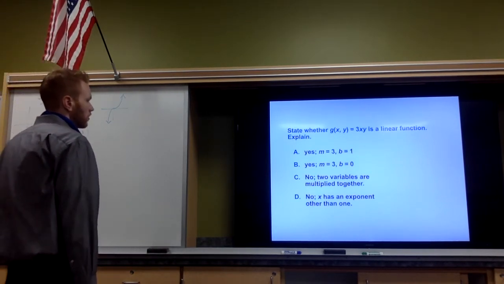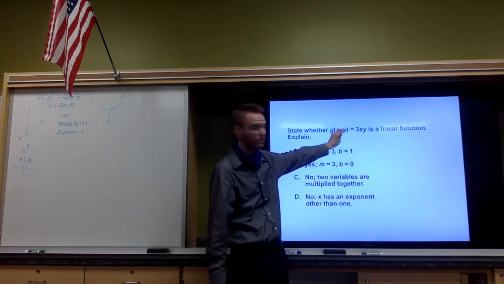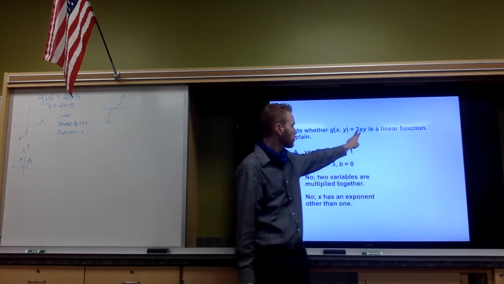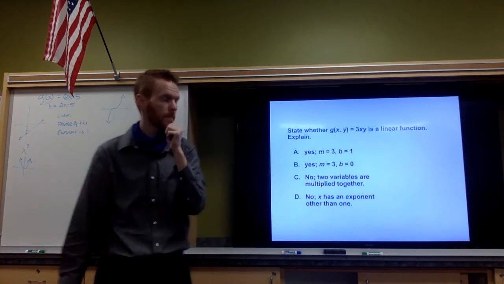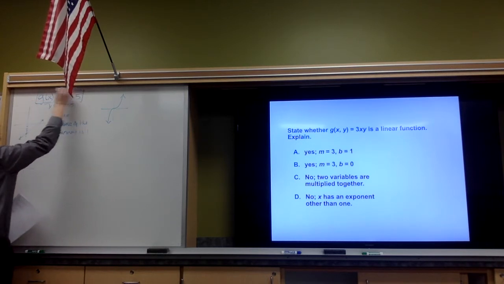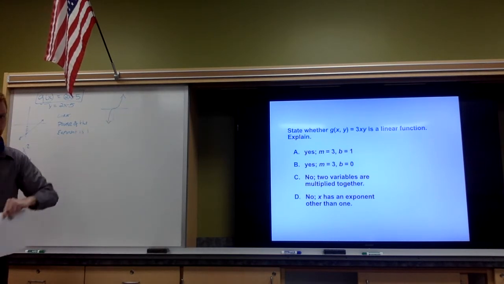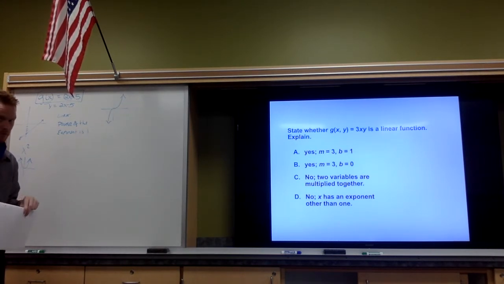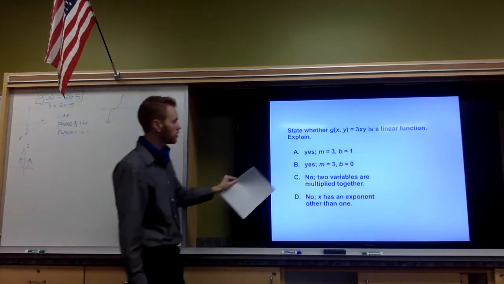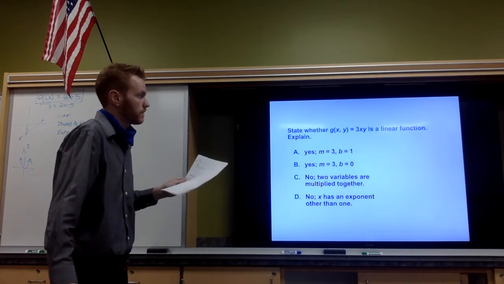Last one. I don't think we've seen this before, but this function has 2 variables. That's what this indicates, right? The function name is g. The variables are x and y. So 3xy. Is that going to be linear? The answer is no. If you notice something, linear functions have this format: y-intercept and slope. If you look at that, we have 2 inputs, 2 different variables here. Linear graphs only have 1. So this is no. 2 variables are being multiplied together. It's not going to be linear.